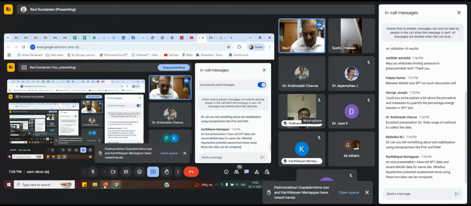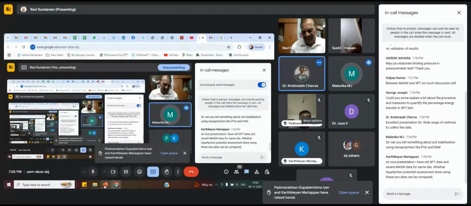I have a question about soil stabilization using nanopolymers. I'm sorry, number one, this is beyond the scope of this lecture. And secondly, I am not an expert on nanopolymers. Sir, that question was asked by me. I am a 7th semester BTech graduate student, so I am going to do a project on this topic. That's why I am asking you. I don't know about this, so that's why I ask you my doubt.